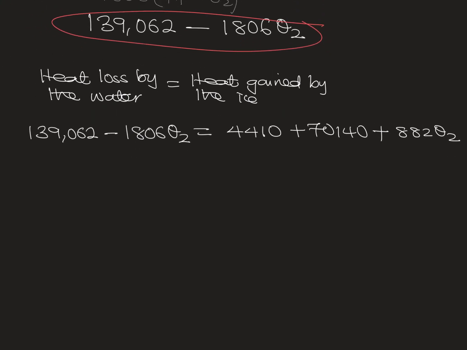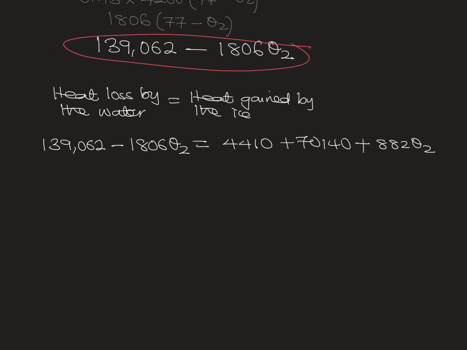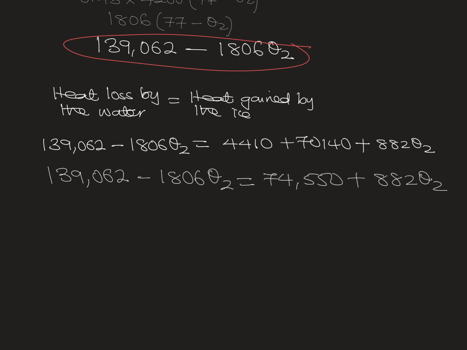So what can we do here? We can say 139062 minus 1806 theta 2. This is equal to, we can add 4410 with 70,140. That will be 74,550 plus 882 theta 2.